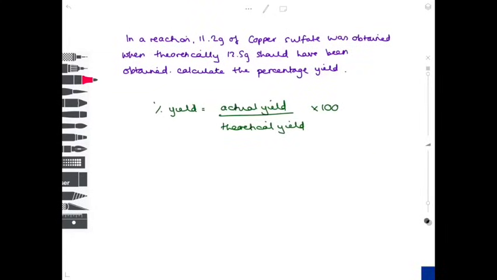Now we're looking at percentage yields. For example, in a reaction, 11.2 grams of copper sulfate was obtained when theoretically 12.5 should have been obtained. Calculate the percentage yield. You just need to use this equation here, which is percentage yield equals actual yield over theoretical yield times 100. So the actual yield here was 11.2, the theoretical one was 12.5, multiply it by 100, and you get a value which is 89.6%.